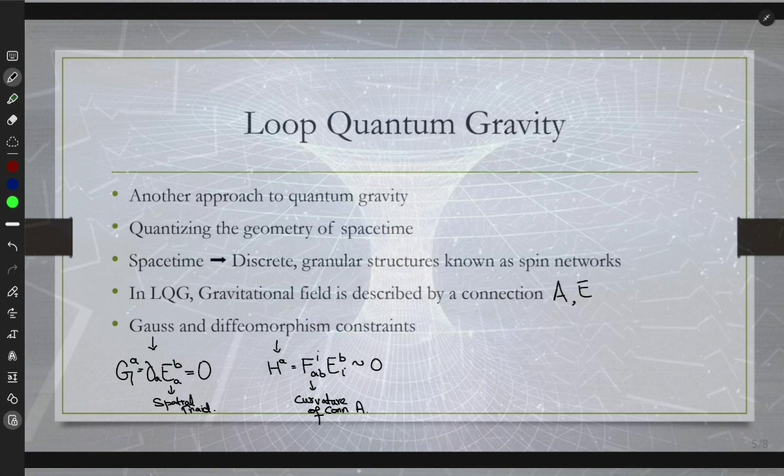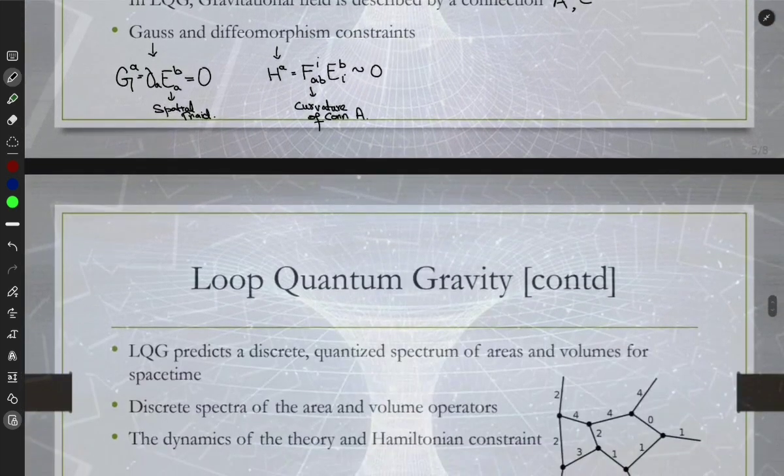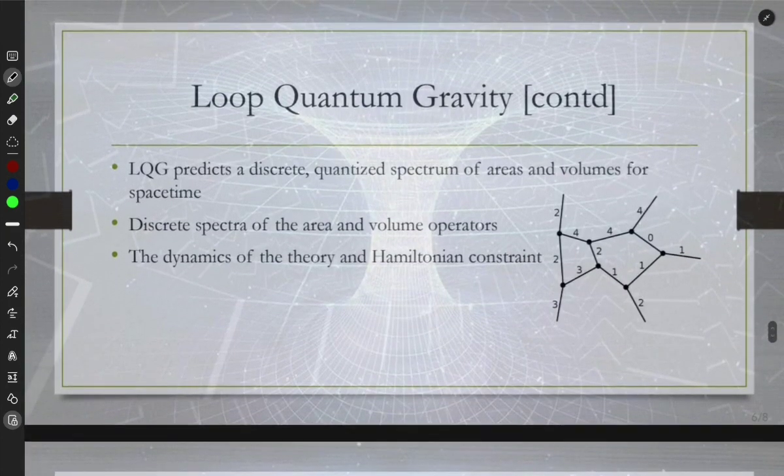One of the key features of loop quantum gravity is that it predicts a discrete quantized spectrum of areas and volumes for space-time, right? This is in contrast to what we see in general relativity. In general relativity, we assume that space-time is continuous and it can take on any value, right? However, in loop quantum gravity, it predicts space-time as a discrete quantized spectrum of areas and volumes, right?